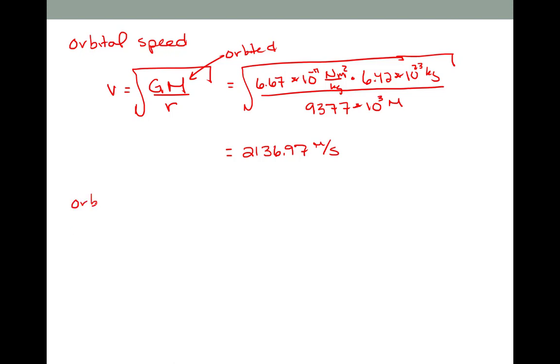The last part of this question asks for the orbital period. To calculate the orbital period, there is an assumption that is going to be made, and that is that the moon is going to move in a circle at constant speed. That allows us to write the speed as the circumference of the circular orbit divided by the period. Or in other words, the period will equal the circumference divided by the velocity.